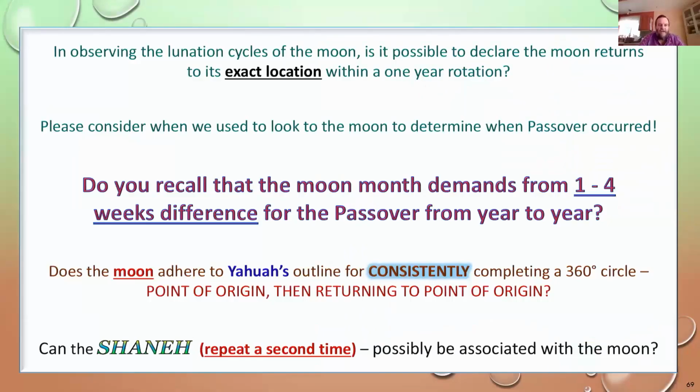In observing the lunation cycles of the moon, is it possible to declare the moon returns to its exact location within a one-year rotation? Please consider when we used to look to the moon to determine when Passover occurred. Do you recall that the moon month demands from one to four weeks difference for the Passover from year to year? Does the moon adhere to Yahuwah's outline for consistently completing a 360-degree circle, point of origin, then returning to point of origin? Can the Shana repeat a second time possibly be associated with the moon?